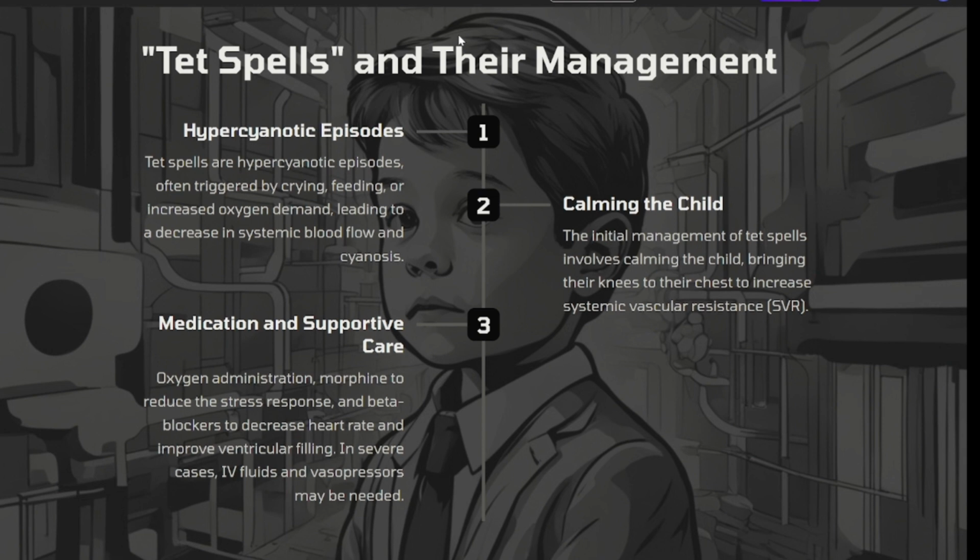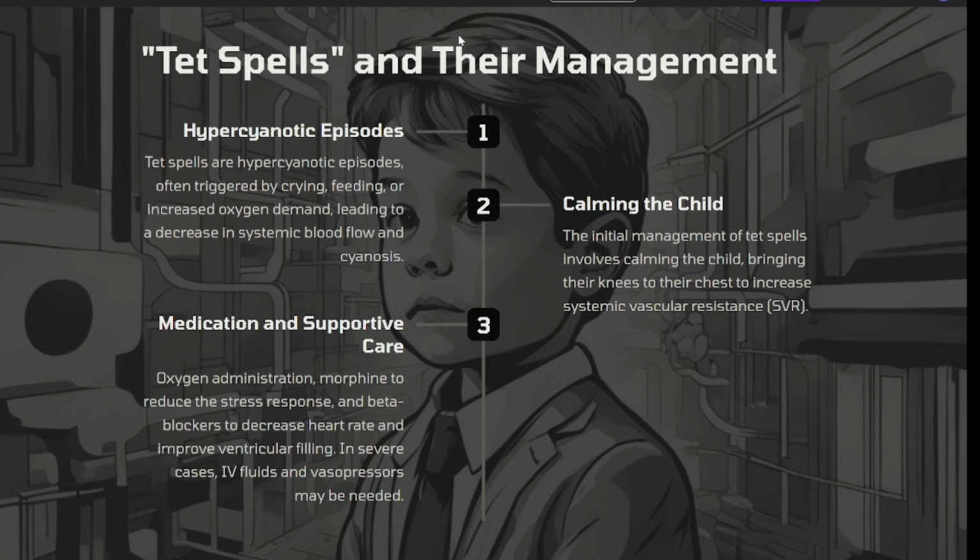Question 2: What are TET spells and how are they managed? Answer: TET spells are hypercyanotic episodes seen in TOF, often precipitated by crying, feeding, or any activity that increases the body's oxygen demand. They are managed by calming the child, bringing knees to the chest to increase systemic vascular resistance, SVR, administering oxygen, and using medications like morphine to reduce the stress response. Beta blockers may be used to decrease the heart rate and improve ventricular filling. In severe cases, IV fluids and vasopressors might be needed.